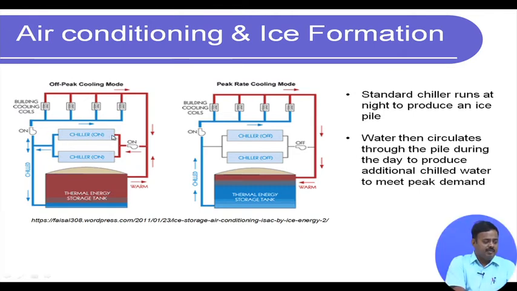So, during off peak hours, when we have higher electrical energy available to us, what we do is we run the chiller and produce excess cooling water. So, part of that, whatever is required, goes into cooling the building during off peak cooling mode, and the rest of it goes into a thermal storage tank to generate ice. Clear?